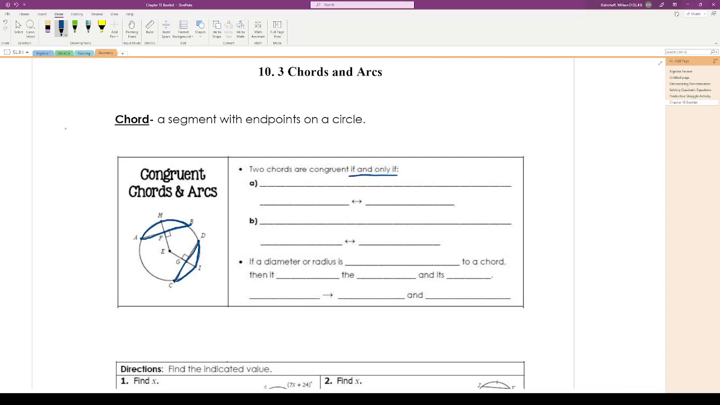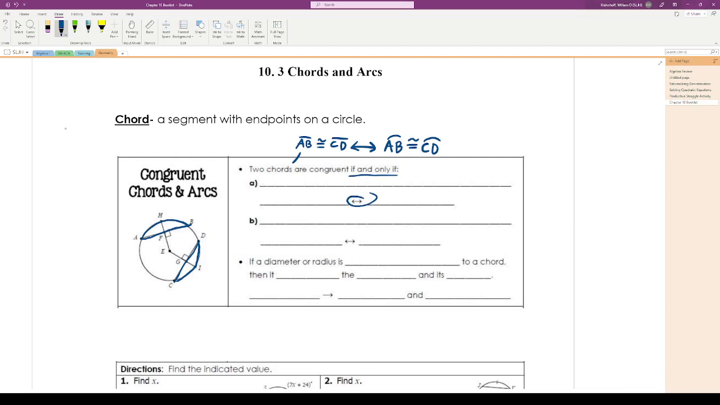So let's just say that means segment AB is congruent to segment CD if and only if, so that's our bidirectional arrow. And then we're going to match that with the arcs. So arc AB is congruent to arc CD. In the blank A here, what I wrote here goes with the arrow right here, so you can fill it in that blank if you like.